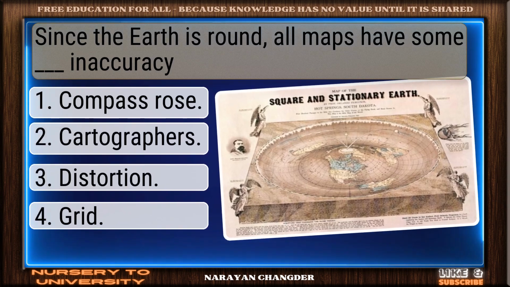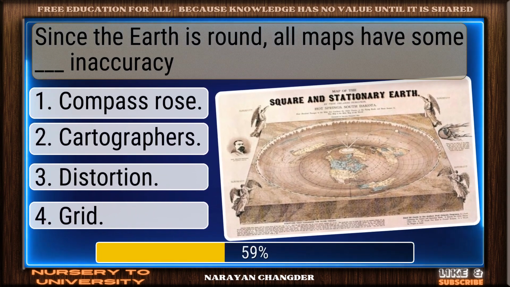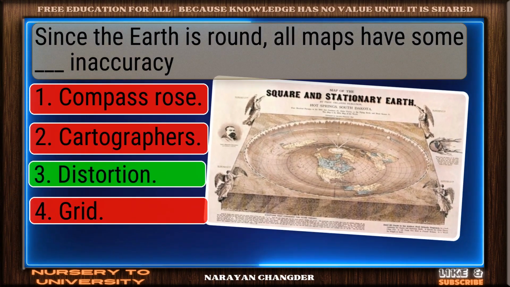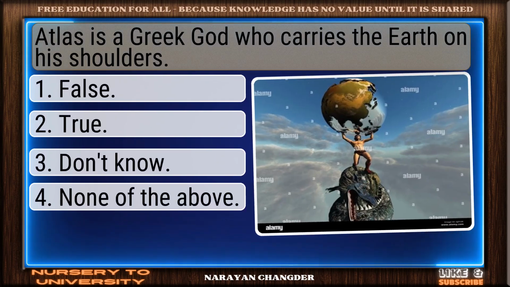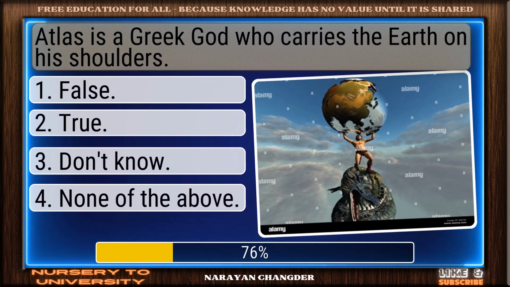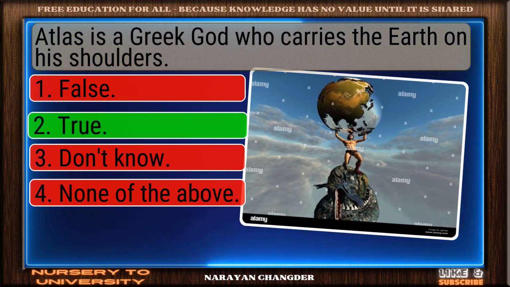Since the Earth is round, all maps have some dash inaccuracy. Perfect. Distortion is the correct choice. Atlas is a Greek god who carries the Earth on his shoulders. Well picked. True is the correct answer.